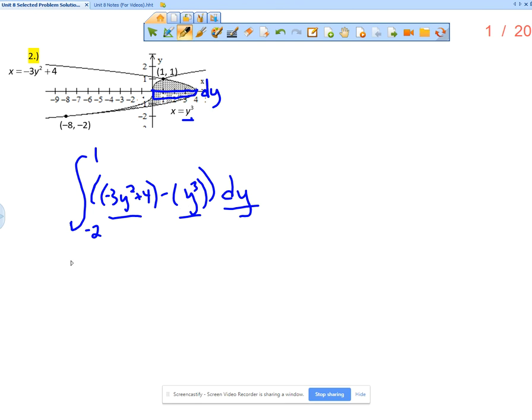This is the setup, but you might see it without some of those parentheses. Maybe you have like -3y squared plus 4 minus y. There should be a plus 4 in there: plus 4 minus y cubed, dy. Otherwise, you really can't do anything else. Do not solve the integral unless it says to actually find the area.